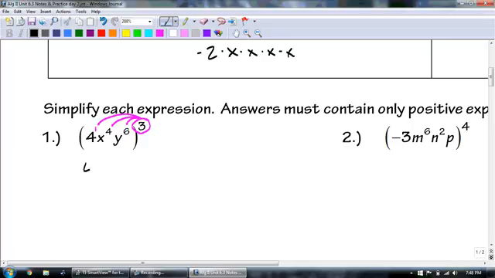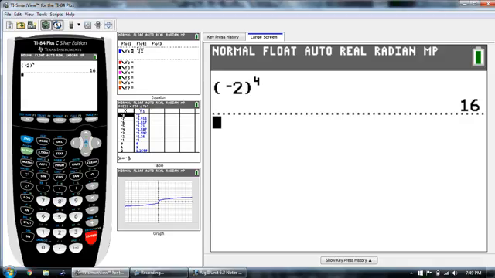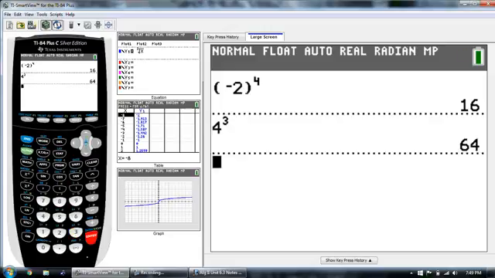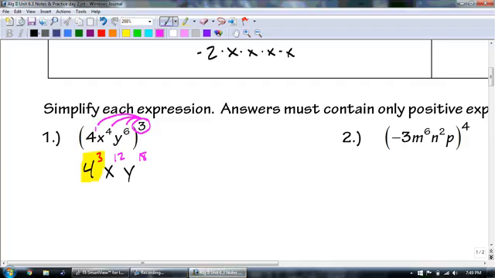Okay? Now my bases stay the same. 1 times 3 is 3. 4 times 3 is 12. And 6 times 3 is 18. My next step is to simplify 4 to the third. So 4 raised to the third power, and we get 64. So our final answer is 64x to the 12th, y to the 18th.